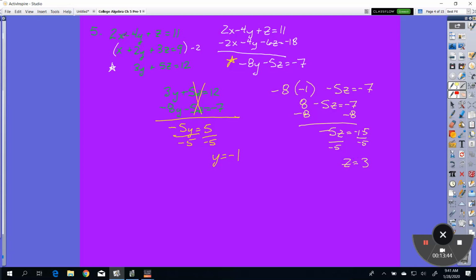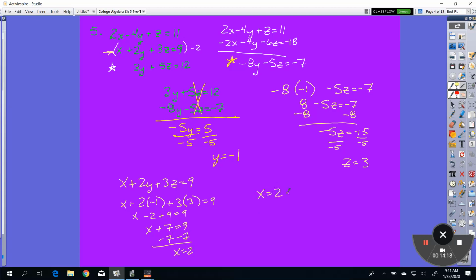I have to plug it back into one of these that have the x's so I can figure out what x is. Now I'm going to use that middle one. So I have x plus 2y plus 3z equals 9. So I'm going to replace the y with negative 1. So 2 times negative 1 plus 3 times z, which is 3, equals 9, and x plus that. So 2 times negative 1 is negative 2. 3 times 3 is 9. So 9 minus 2 is 7. So I minus the 7 over, and x equals 2.